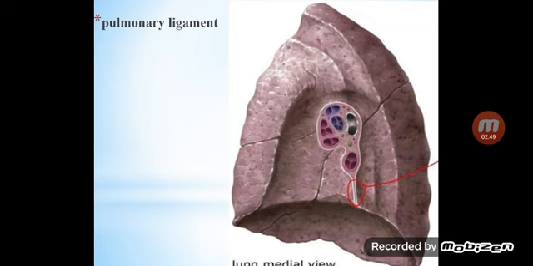So, as I said, the two layers are separated from each other by a space, the pleural cavity, containing pleural fluid, but they become continuous with each other in one region. At the region of the hilum of the lung, these two layers become continuous with each other, forming a cuff of the pleura.